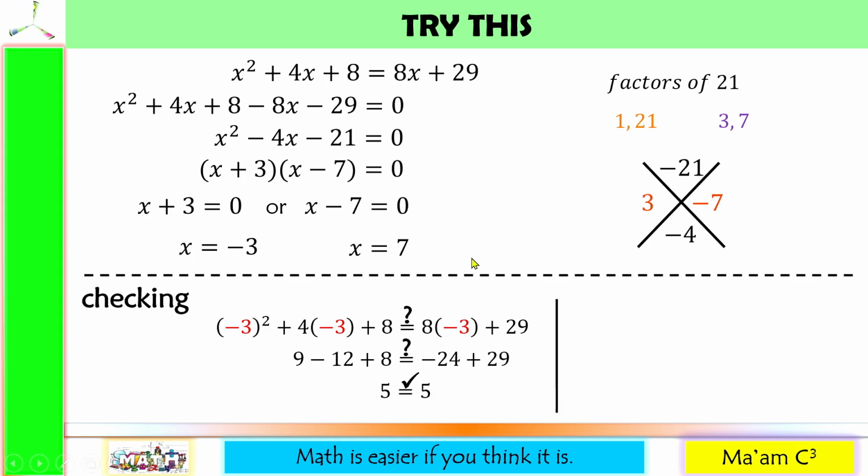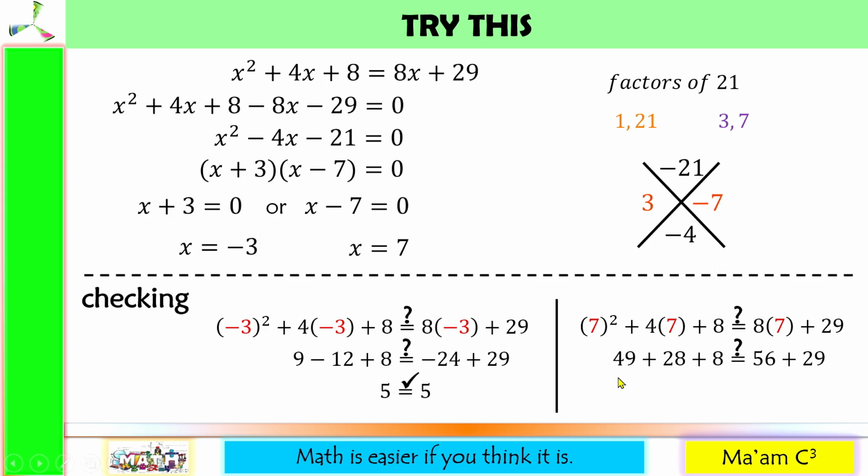Let's have the second x. This is 7. Let us replace all x's here with 7. So 7 squared is 49. 4 times 7 is 28. 8 times 7 is 56. 49 plus 28 is 77. 77 plus 8 is 85. On the other side, 56 plus 29 is also 85. Our answers x equals negative 3 and x equals 7 are correct.